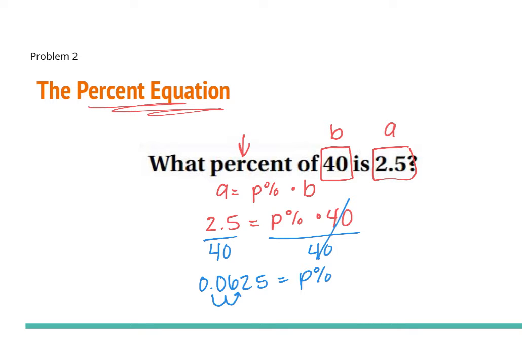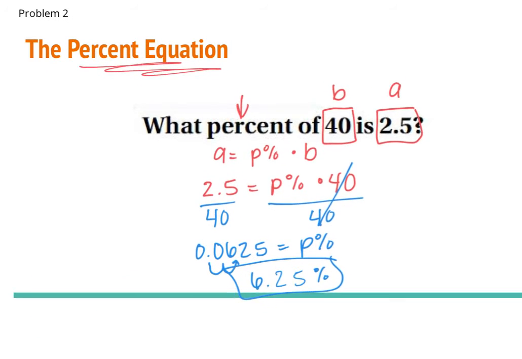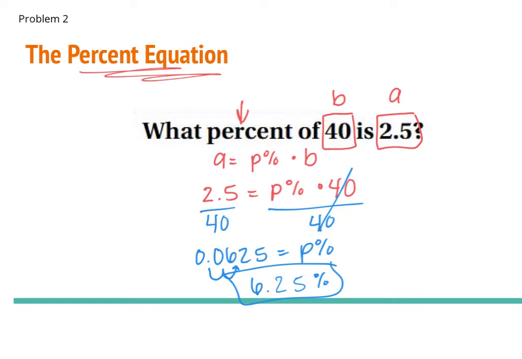Remember, in order to get that percentage out of there, you have to move over the decimal twice. Think about the double zero, or the two circles on either side of the percentage sign. It means move over twice, okay? So this becomes 6.25%. That's how you use the percent equation.